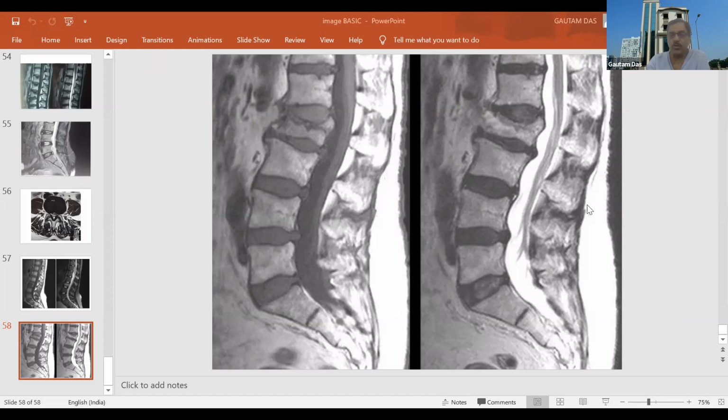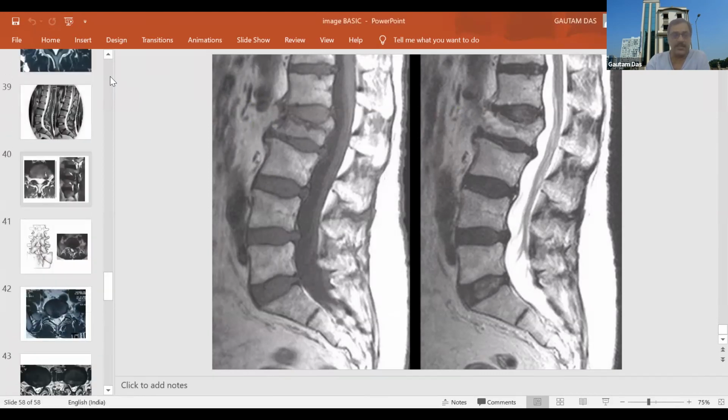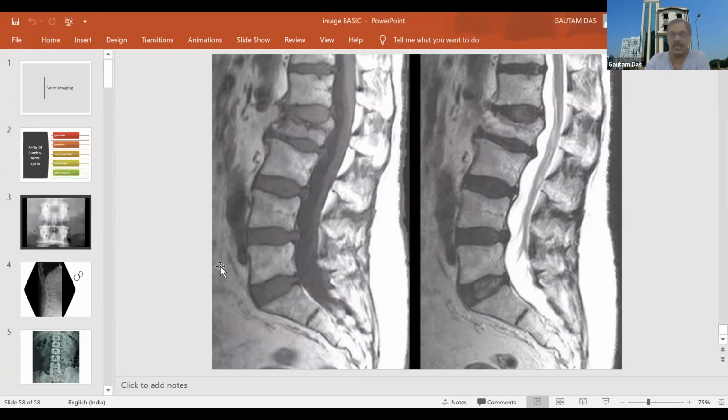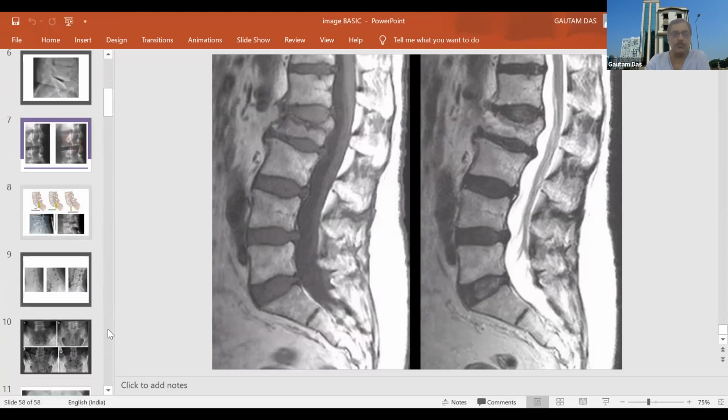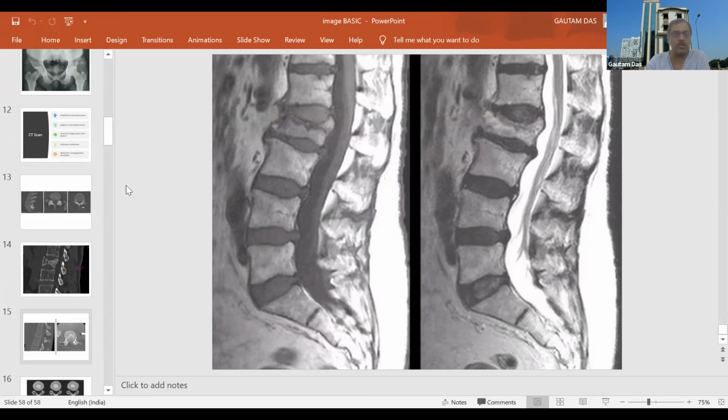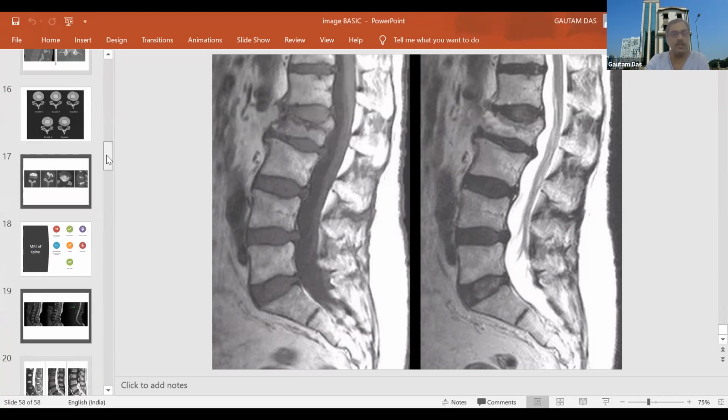In T2, you see the subcutaneous tissue is white, epidural fat is white, but CSF is also white because it has water, so it is also looking white, right? So this is T2. And STIR is the same, but the only difference is that fat will be suppressed. That means only water will be looking white.